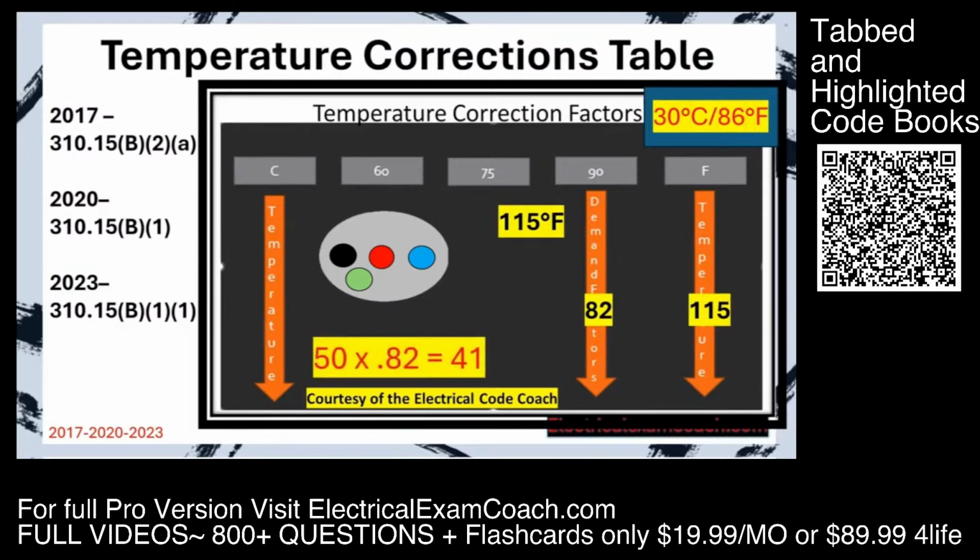And let's imagine that we had a wire that was 50 amps before we started. We found out that it was installed in an ambient temperature of 115 degrees. And we found out that our correction factor was 0.82. All we would have to do is take our starting ampacity, multiply it by 0.82, and we would end up with a new allowable ampacity of 41 amps. Great job.